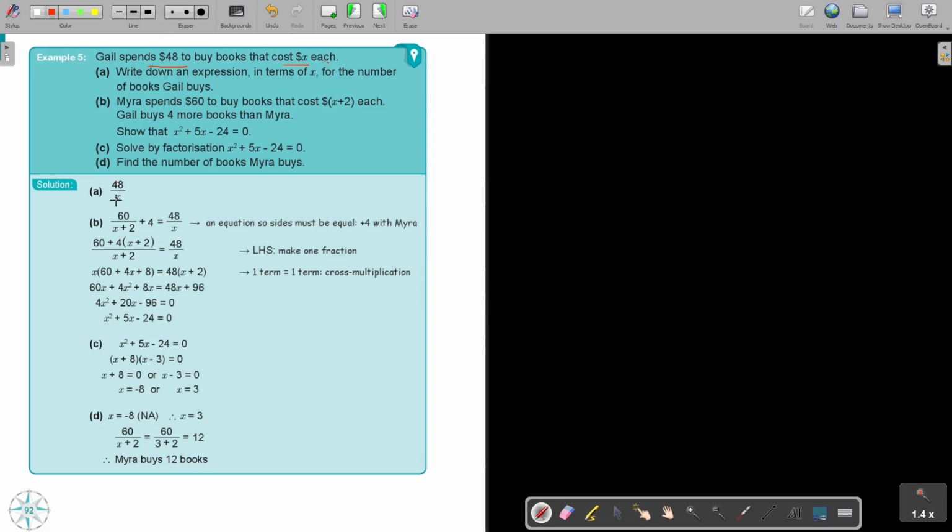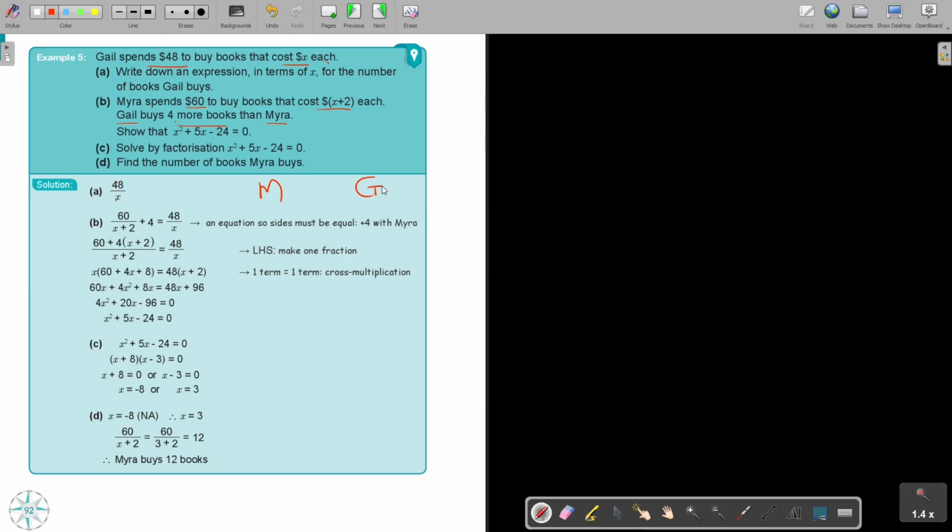Okay. Now, Mayra spends $60 to buy books that cost X plus 2 each. Now, Gail buys 4 more. So Gail buys 4 more than Mayra. But now it works like this. This is Mayra, this is Gail.